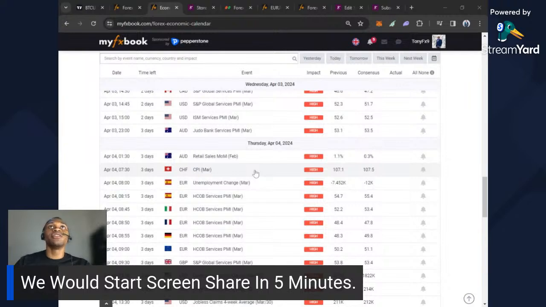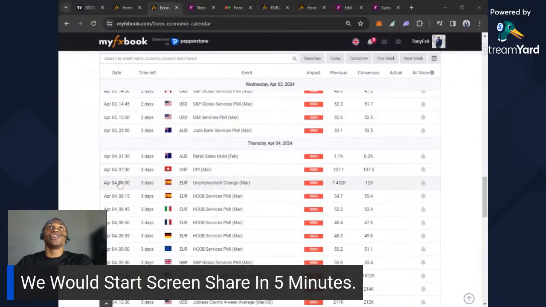Then on Thursday, we have the retail sales month over month for Australian dollar early Asian session by 1:30 a.m. So a figure higher than 0.3% is good for the Australian dollar, but a figure lower is bad for the Australian dollar. Then early London session, we have Swiss franc CPI. So a figure higher than 107.5 is good for Swiss franc, but a figure lower than 107.5 is bad for the Swiss franc.